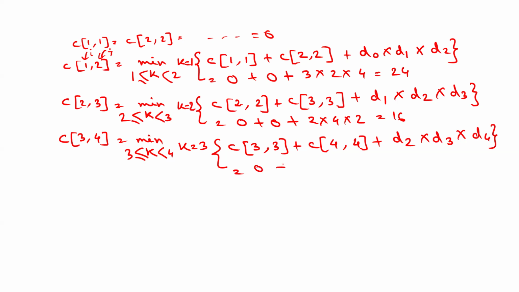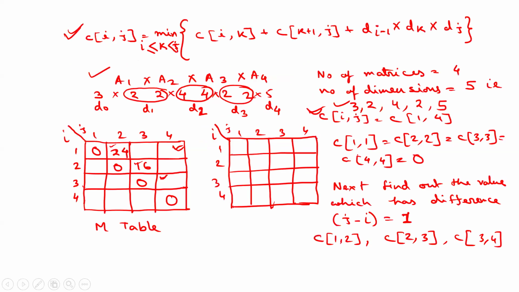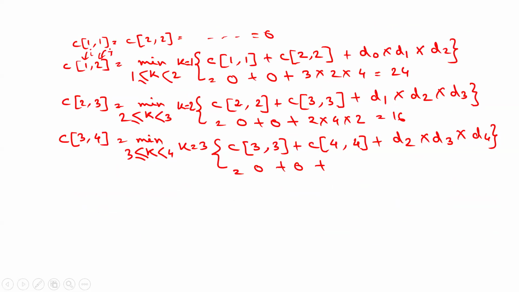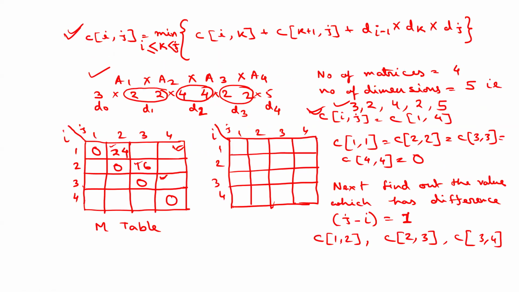So C33 is 0, C44 is 0, plus d2, d3, d4. Check the dimension. d2 is 4, d3 is 2 and d4 is 5. So 4 cross 2 cross 5, and the value is 40. So put the value 40 here.